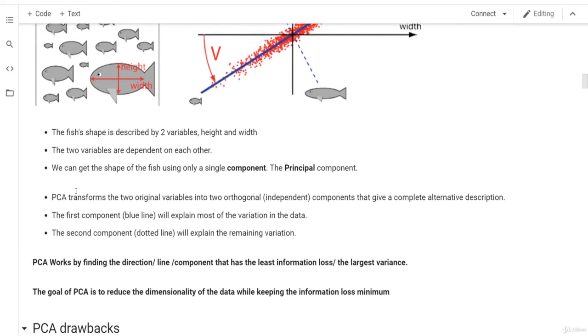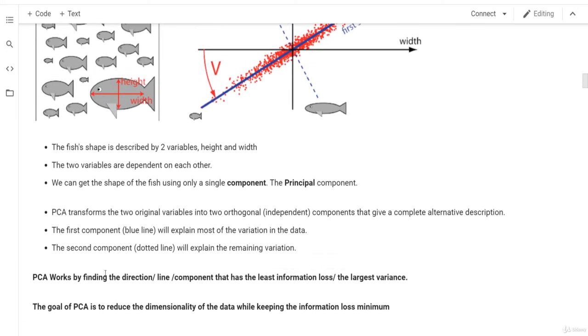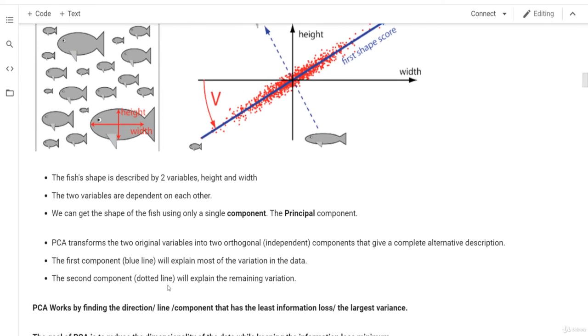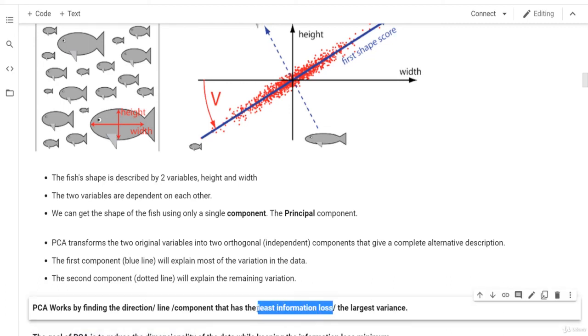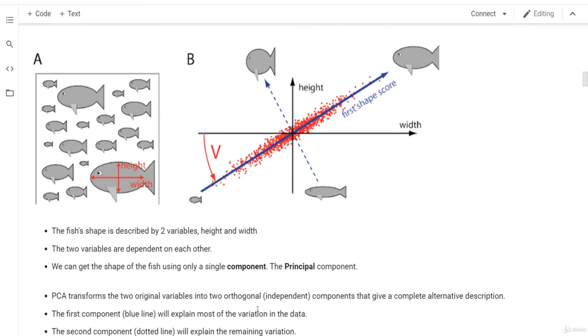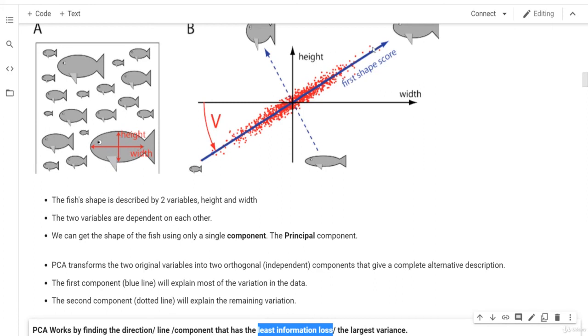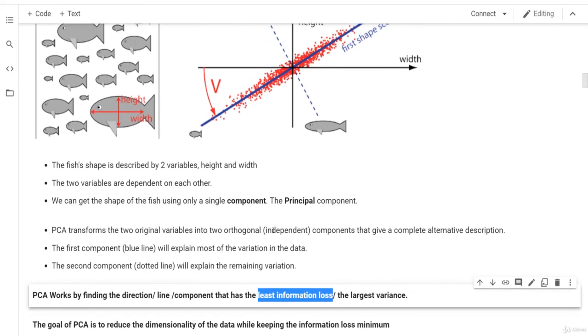So how does PCA work? It works by finding the direction, the line, the component, call it whatever you want. Which component, which line, or which direction? It's the one that has the least information loss. And we can also say it's the direction, the line, or the component that has the largest variance. So here we have the largest variation. We can say least information loss or the largest variance.